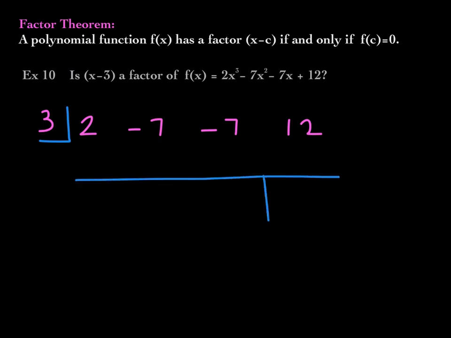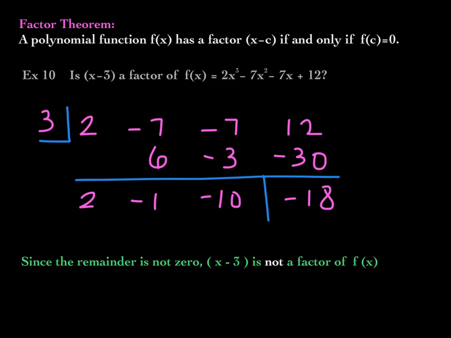All right. Now, once again, everybody, if this remainder turns out to be 0, bingo. That means x minus 3 is a factor. If the remainder is not 0, x minus 3 is not a factor. That's what the factor theorem says. So let's bring down the 2. 3 times 2 is 6. Negative 7 plus 6 is negative 1. 3 times negative 1 is negative 3. 7 plus negative 3 is negative 10. 3 times negative 10 is negative 30. And this is negative 18. Since the remainder is not 0, we know x minus 3 is not a factor of f of x. So this is using the remainder theorem and the factor theorem together.